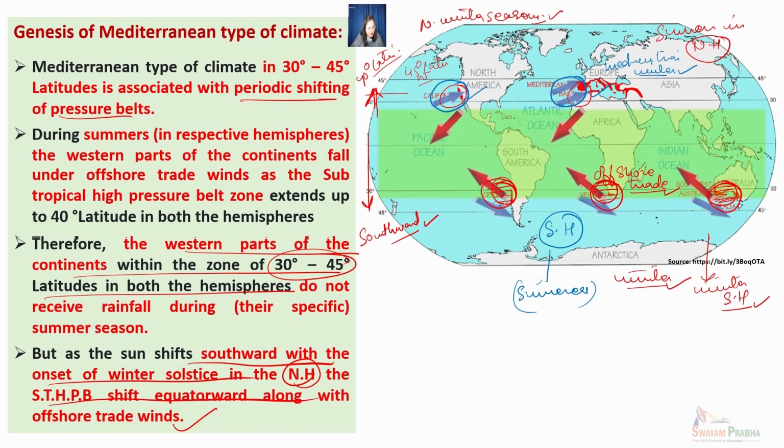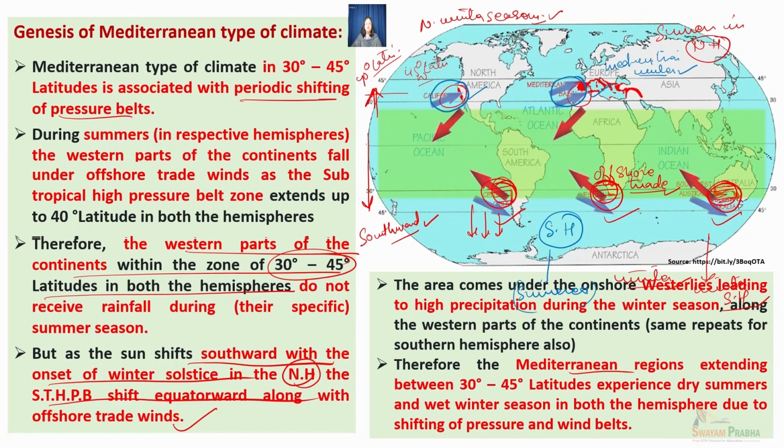Again, observe how the westerlies in these zones have been pushed poleward, and the region comes under the influence of offshore trade winds with the southward movement of the subtropical high pressure belt during the summers in the southern hemisphere. Therefore, the Mediterranean type of climate is experienced between 30 to 45-degree latitude in both the hemispheres, where you have wet winters because of the onshore westerly winds, and you have dry summers because of offshore trade winds in these regions.